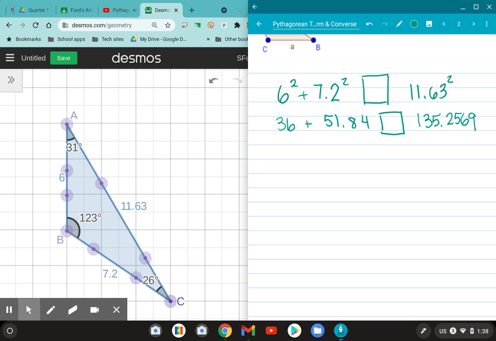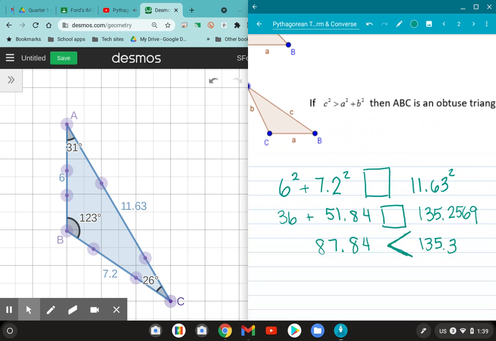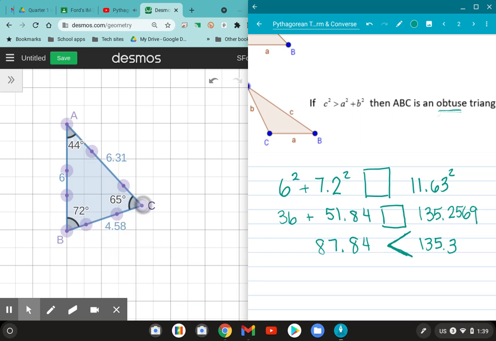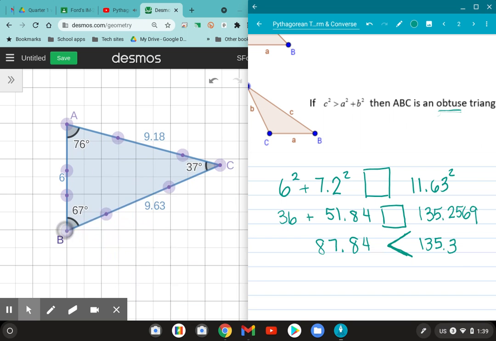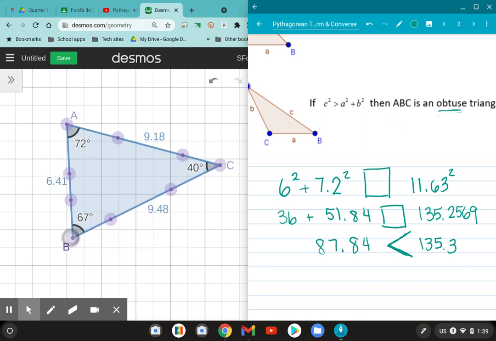So we're going to add up the left side. So 36 plus 51.84, that is 87.84. And this one's 135. And I'm just going to round it to the one number. So here, the C is definitely bigger, which corresponds to our obtuse triangle up here on the top. Obtuse triangle. C is definitely bigger. Now, if we try to make it acute, and even if I change the numbers around, sometimes you can't get it perfect, so at least getting the idea.